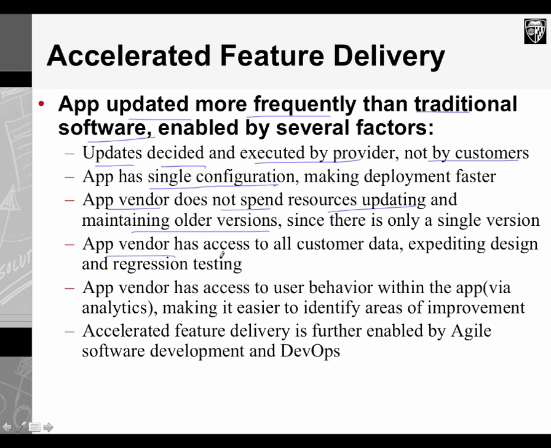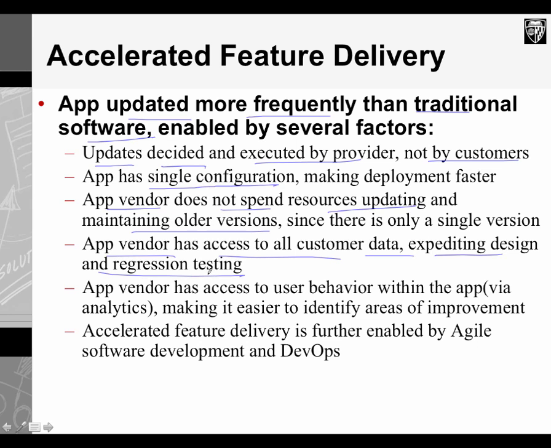The app vendor has access to all the customer data, expediting design and regression testing. The app vendor has access to all the data because the data is in the cloud. And so the app vendor, as they upgrade, they can verify that everything is working because they have the access to the data and they can actually go ahead and test the application with the old data. So that's a good thing.